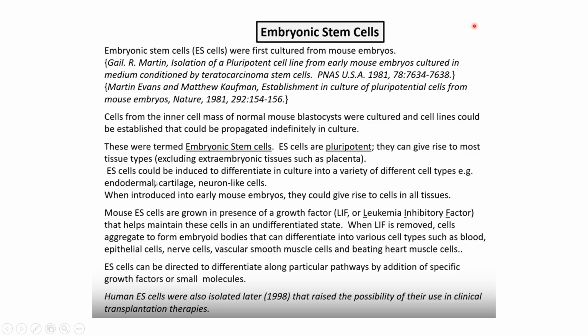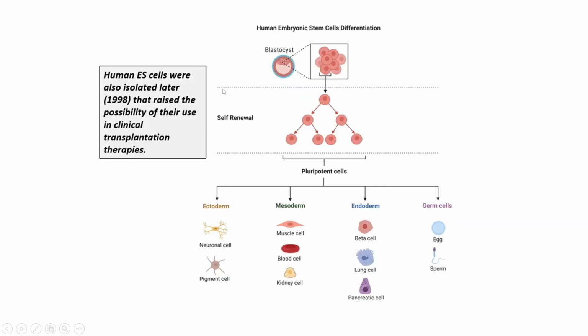And these cells, embryonic stem cells, when given a certain stimulant, certain factors provided in the medium, can form different types of cells such as endodermal, cartilage, as well as neuron-like cells. Okay, and this is done by different signaling pathways and growth factors. You can control the growth of the embryonic stem cells, and you can convert them into various other cell types as you wish.